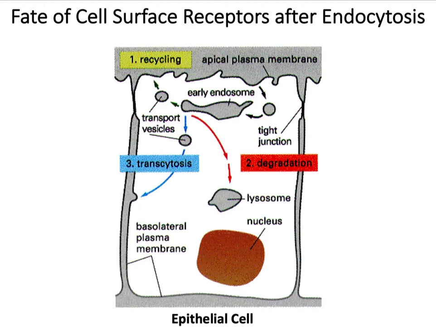So we talked about what happens to LDL once it gets into the cell. It is eventually trafficked to the lysosome for degradation. But what happens to the receptor? What is the fate of the cell surface receptors that are taken up by this pathway? There are actually three possible fates for these receptors.